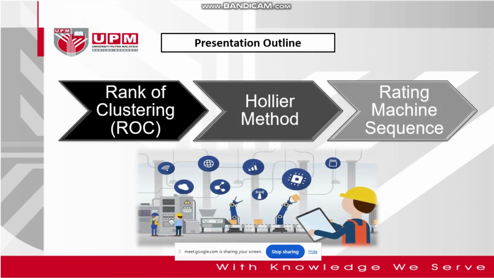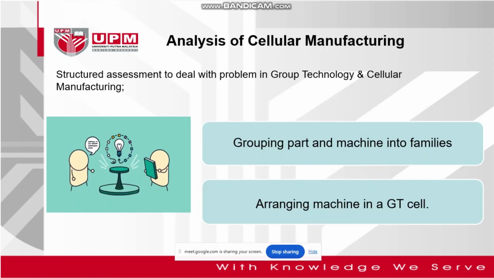Okay, this is the presentation outline. This is the analysis of cellular manufacturing. It is a structured assessment to deal with problems in group technology and cellular manufacturing. The objective is to reduce the setup time and material handling, and improve workflow by processing similar parts together.